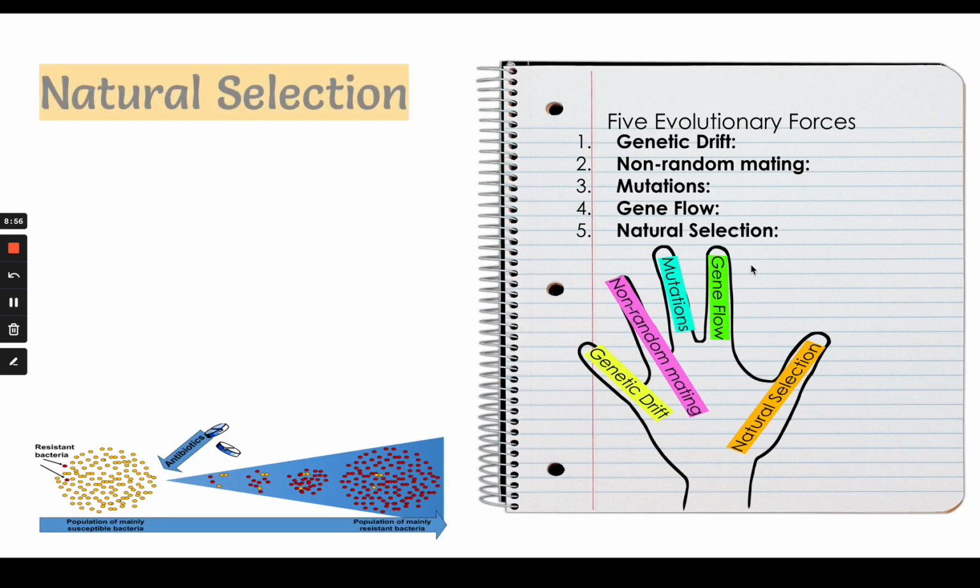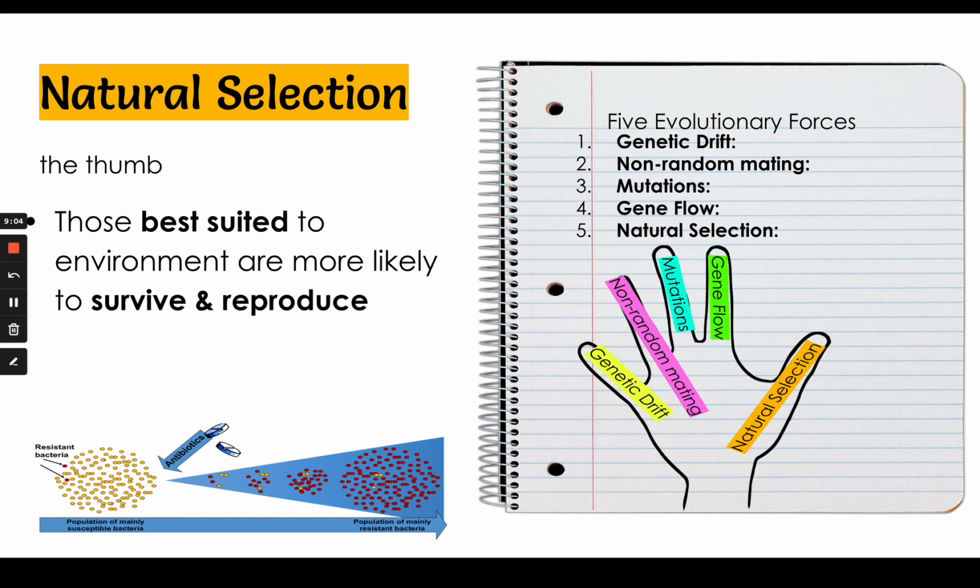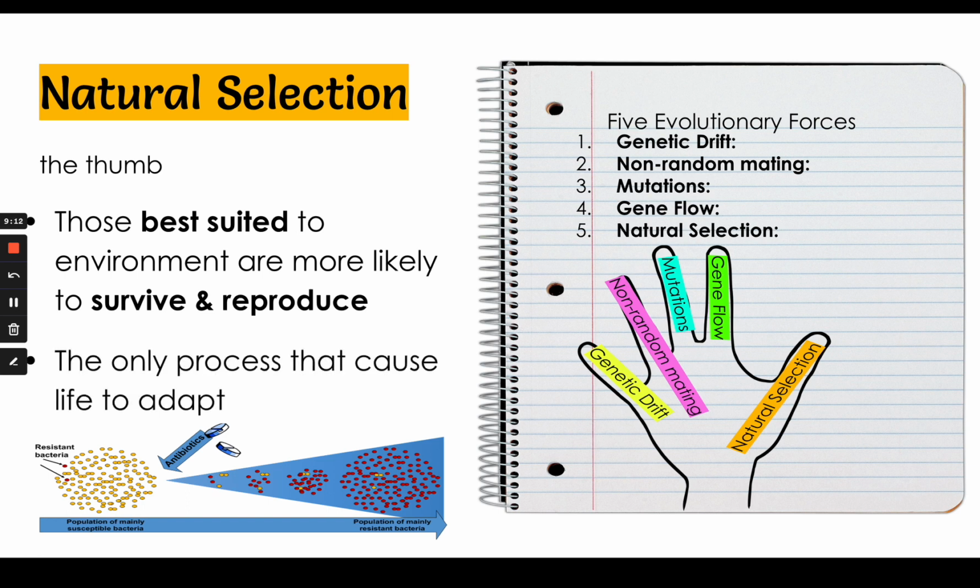All right, here's our last one, and this one we've actually seen before. So your thumb is going to be represented by natural selection. Again, here's our natural selection definition. Those best suited to the environment are more likely to survive and reproduce. And this is the only process that actually causes life to adapt and change. So we're putting some kind of environmental pressure on this population to cause it to adapt, which means that we're going to see a change.